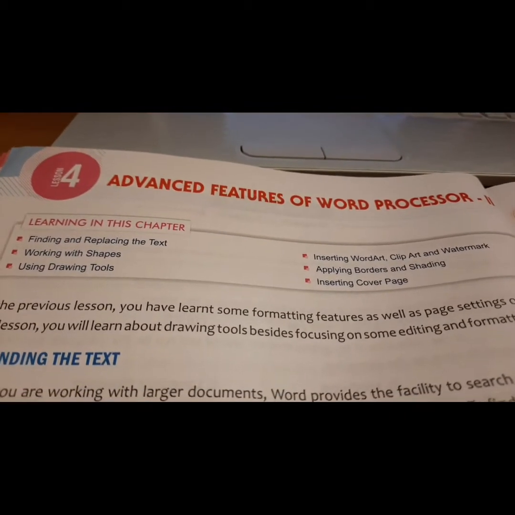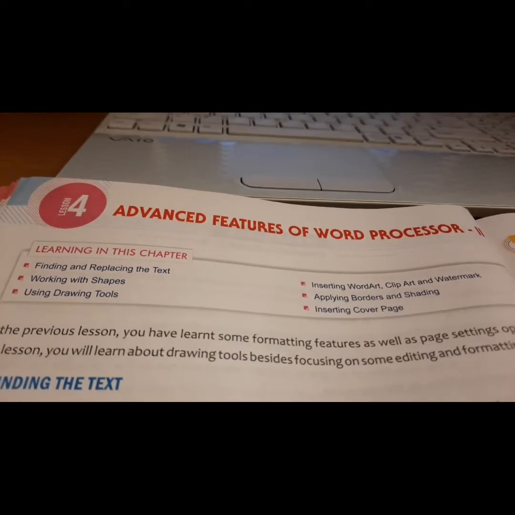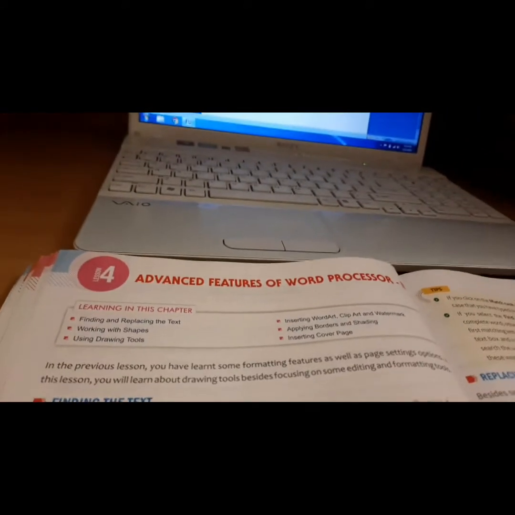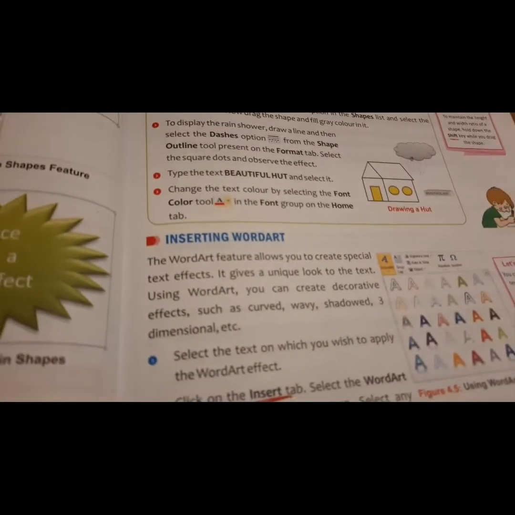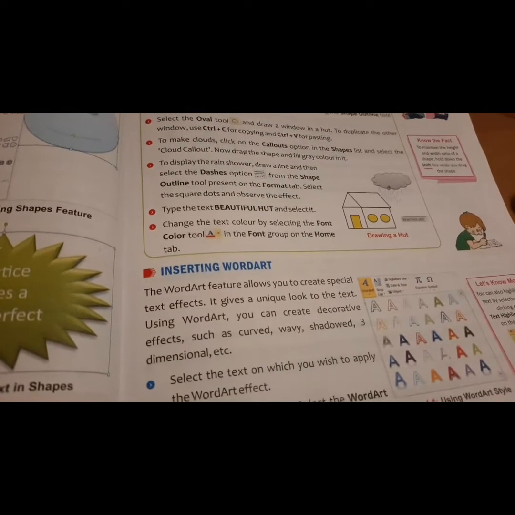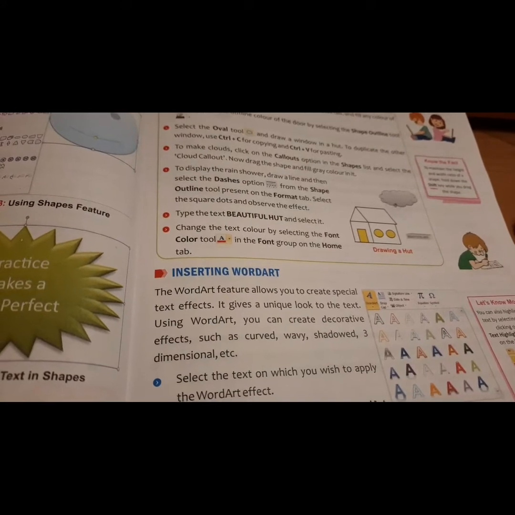Today we are going to continue with the chapter Advanced Features of Word Processor Part 2, and we will be learning some very interesting and colorful features. Now the first feature that we have to learn today is inserting word art. Now what is word art, students? Word art feature allows you to create special text effects.